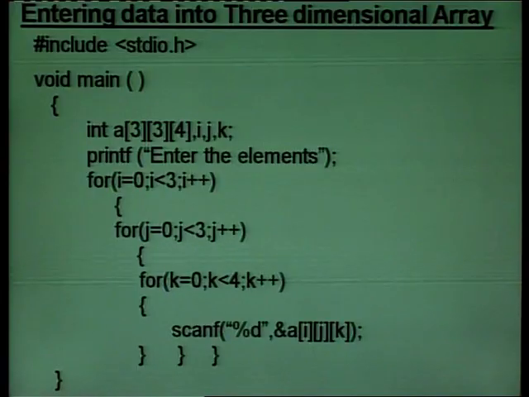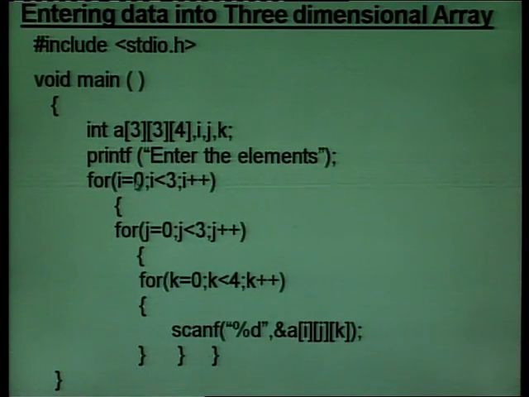Now to enter the data into the 3-dimensional array, also known as a multi-dimensional array, for this I use the header file stdio.h, after that void main. Here I declare the 3-dimensional array whose name is a. It contains the values 3, 3, 4. It contains 3 sets, 3 rows and 4 columns.